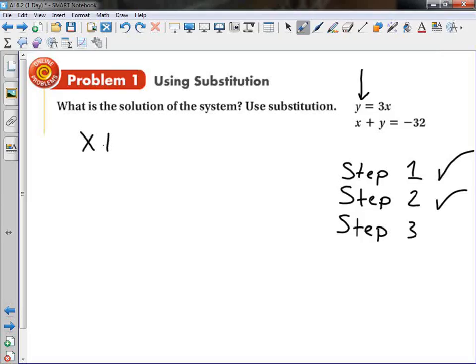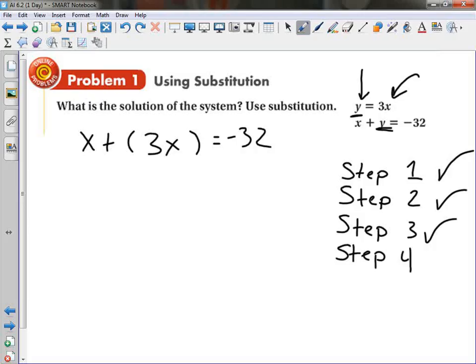So basically what I'm going to do is write it down like this every time, where I put a big set of parentheses around where the y should have been. Now, since I solved for y, I'm going to put parentheses around the other y. Inside, I'm going to write what y is equal to. Well, we know y is equal to 3x. So that's step 3.